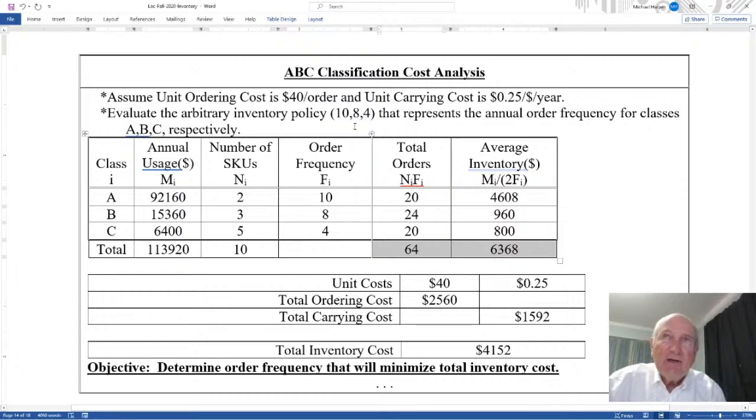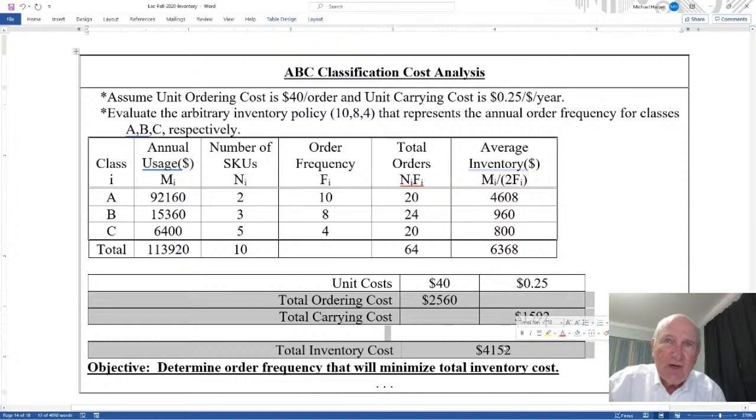So now I know that my ordering cost is $40 per order. 40 times 64 is $25.60. I know my carrying cost is 25 cents per dollar per year. So 25 cents for each of those dollars is $15.82. I add those together and I get my total cost.